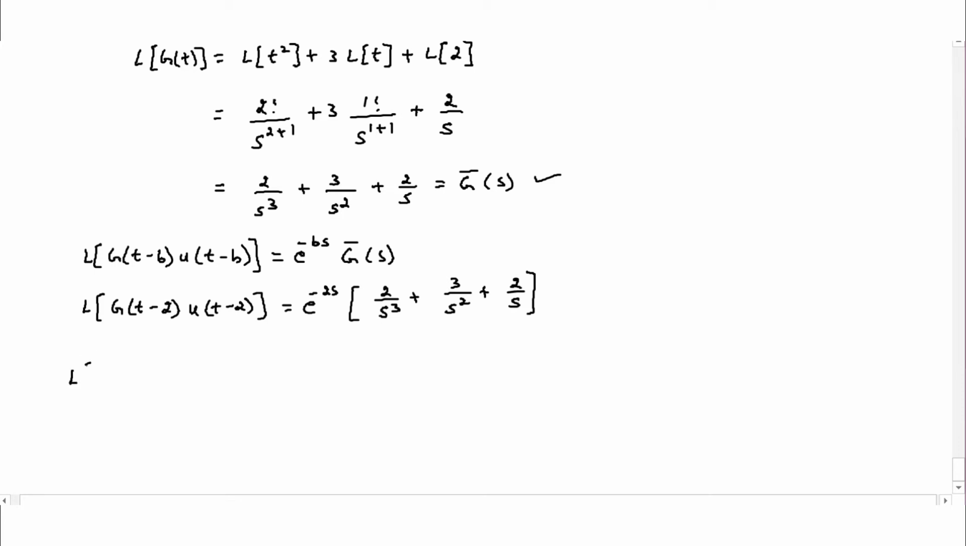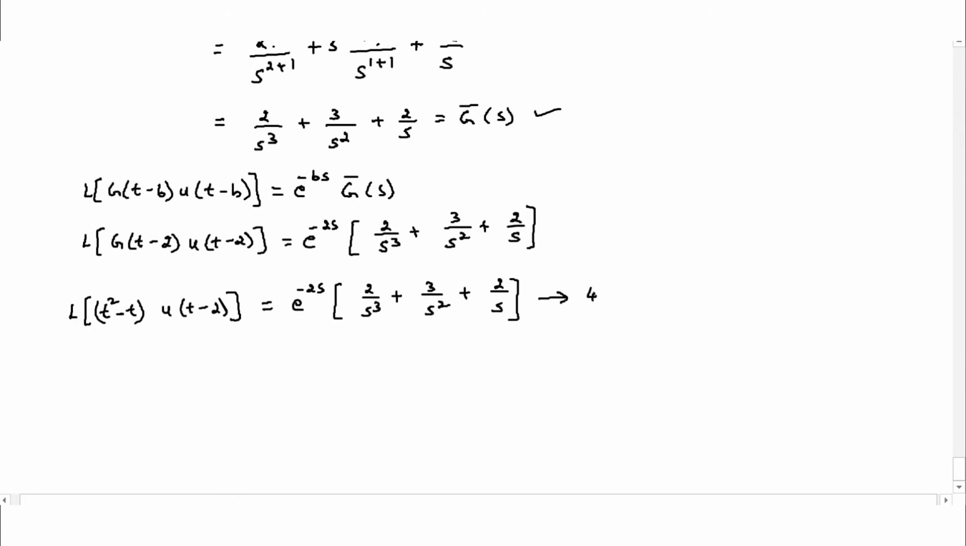Whereas this g of t minus 2, again go back to the equation and check it. We have taken the value of g of t minus 2 to be equal to t square minus t, times u of t minus 2. You can write down this expression as it is, e power of minus 2s times 2 by s cube plus 3 by s square plus 2 by s. Take this as equation number 4.